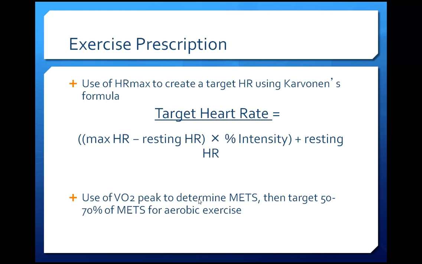And with VO2 peak, the peak oxygen uptake number you get from the test, you can also use that to determine that level of energy. So your target there would be 50 to 70%.